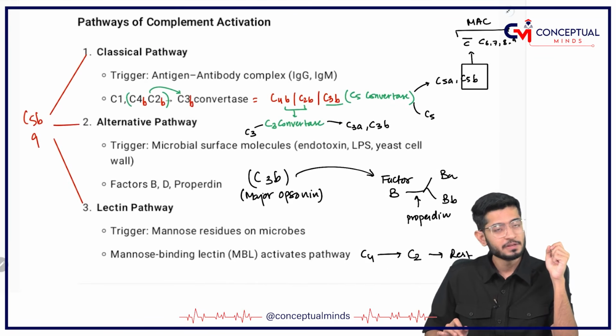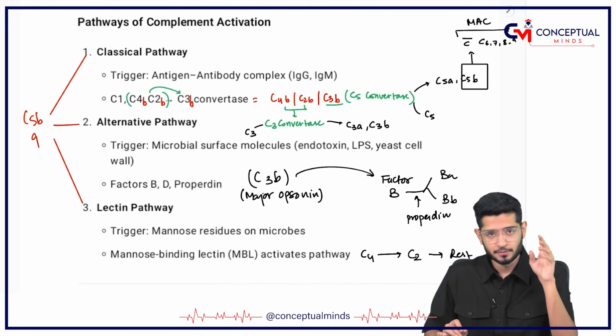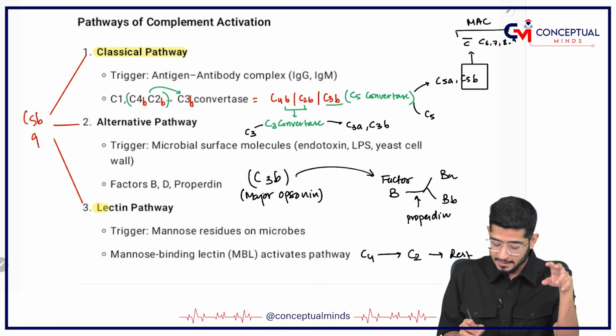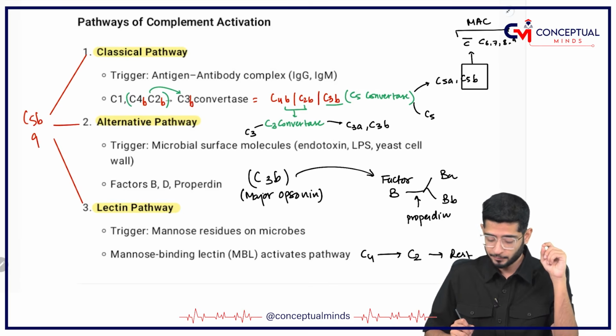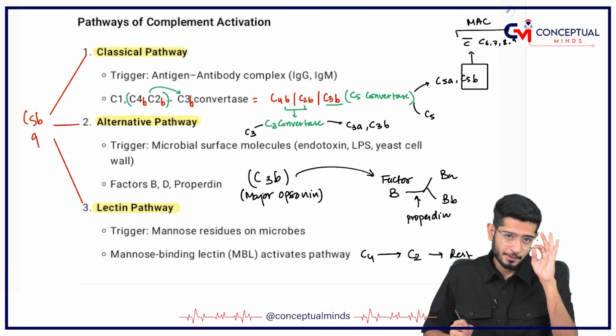Coming on to the pathways of the complement system. There are actually three pathways: one is the classical pathway, another is the lectin pathway, and the other is the alternate pathway. Simply, you can remember them with the mnemonic CAL: C for classical, A for alternate, and L for lectin pathway.